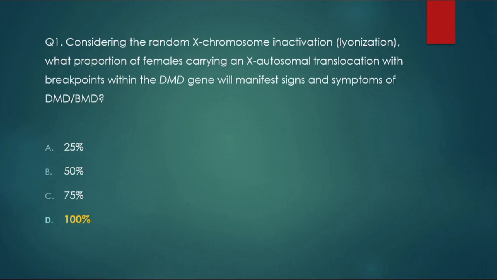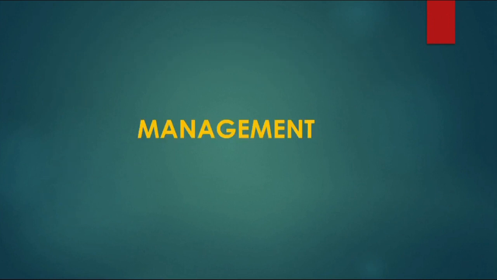The cells will survive only if they have inactivation of the normal X chromosome. But whatever they are left with is a mutated dystrophin. So they will present in 100% of cases. So translocation carriers always manifest. All right. Now we'll move on to management.